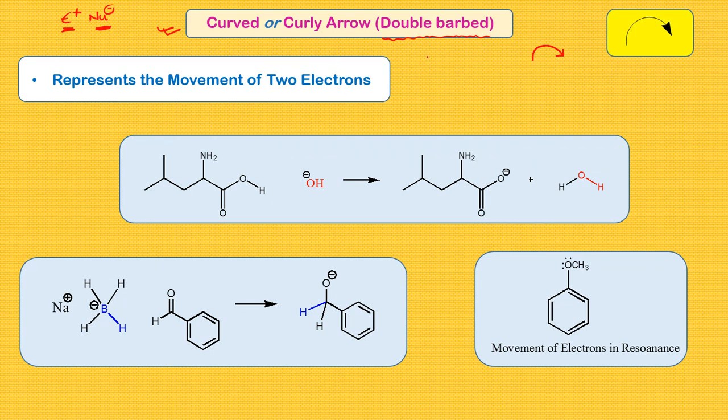It is a curly or a curve arrow with the two bars. What is the meaning of this two bar? It is involving the movement of two electrons. As we know, the electrons are moving from one center to another, and that leads to the formation of different intermediates such as the cations or the anions.